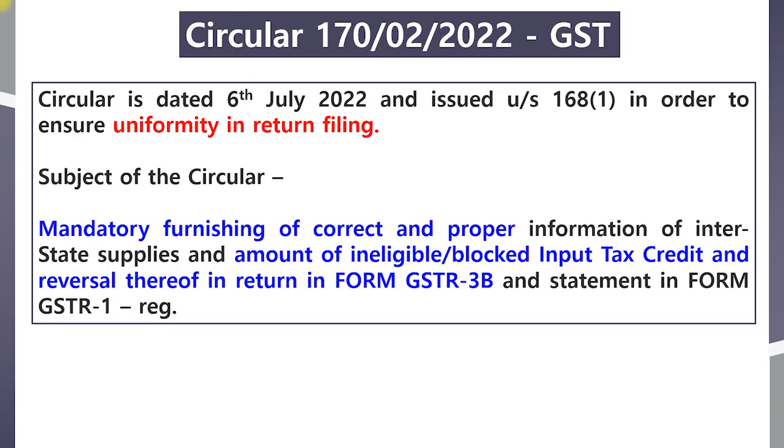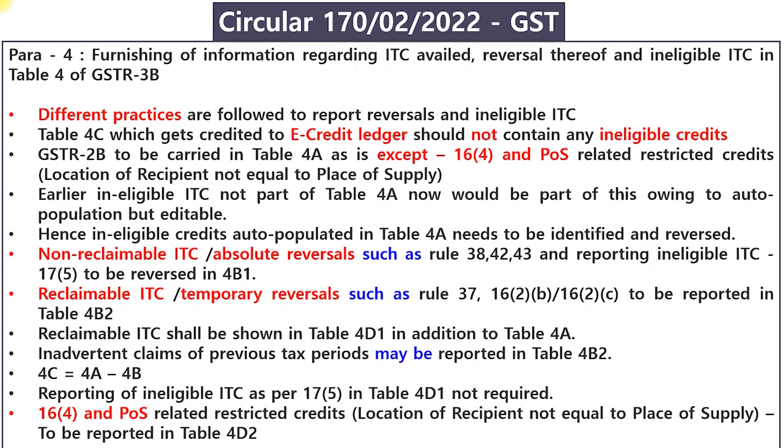There is also an important circular which talks about the various scenarios and how to report in the new reporting format, which is Circular 170. The purpose of the circular is to ensure uniformity in return filing. It has been issued under Section 168 sub-section 1. The gist of the circular is that till now the government has observed that different practices are followed to report the reversals and ineligible ITC.